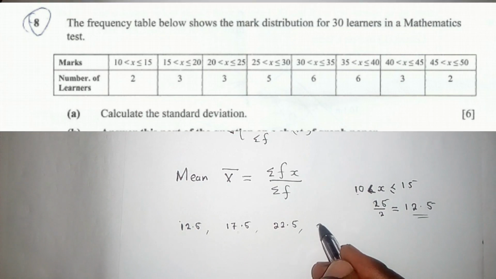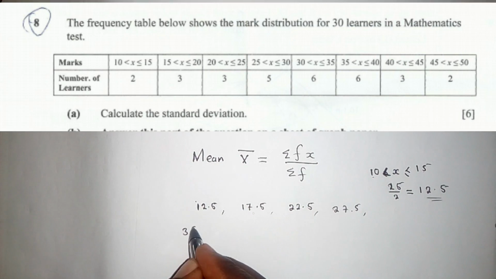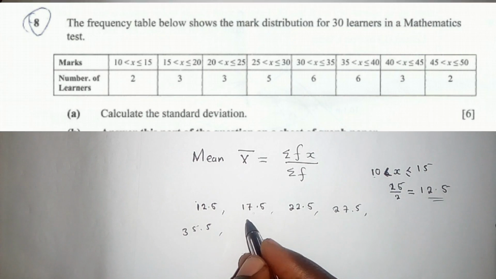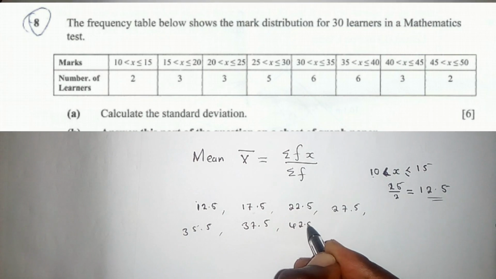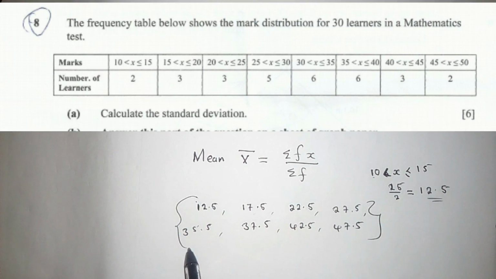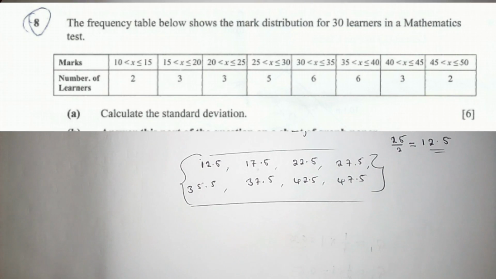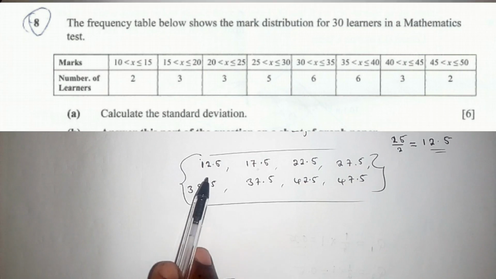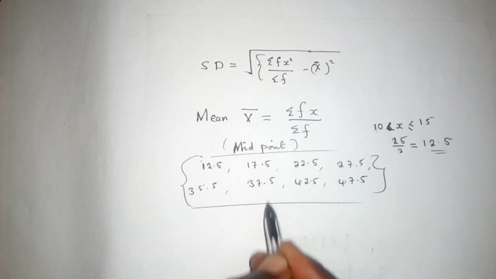So the other one will be 27.5. Another one will be 35.5. Another one will be 37.5. Another one will be 42.5 and 47.5. So this is not part of the solution. You can just write it on the piece of paper so that you keep these, on your working paper, the paper you're doing your work, you're solving from. So when you do this, you know that these are your mid points.